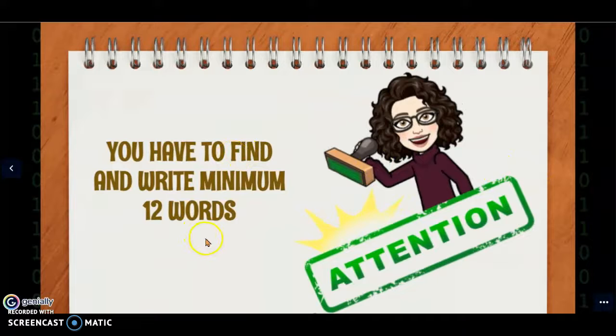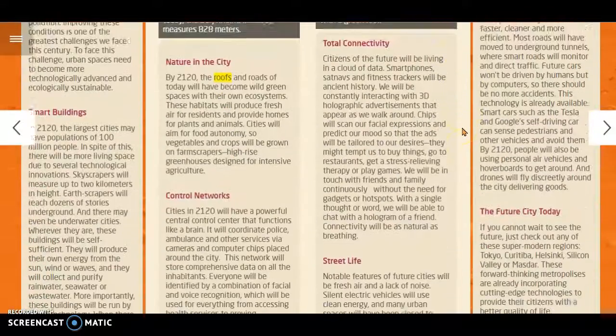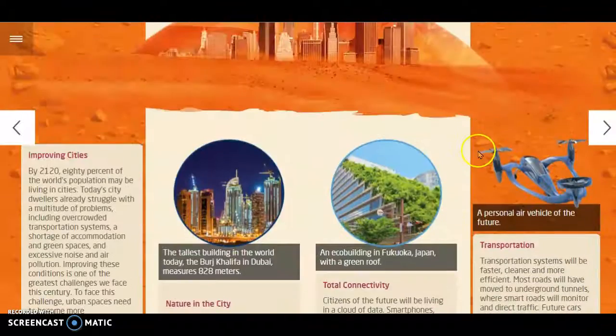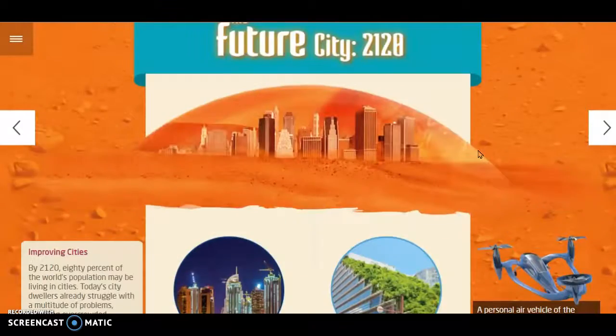Attention! Minimum 12 words, okay? Minimum. If you find more, better, but minimum 12. Remember, it has to be of the whole reading. And many of these words are new for you.